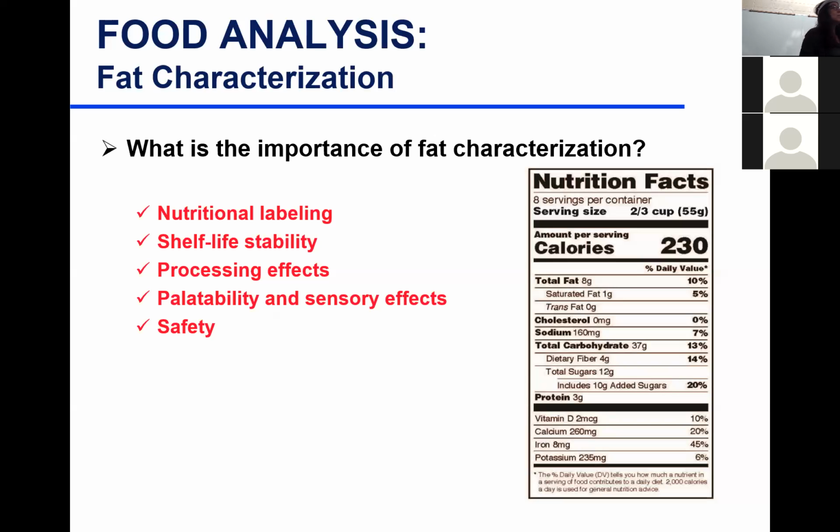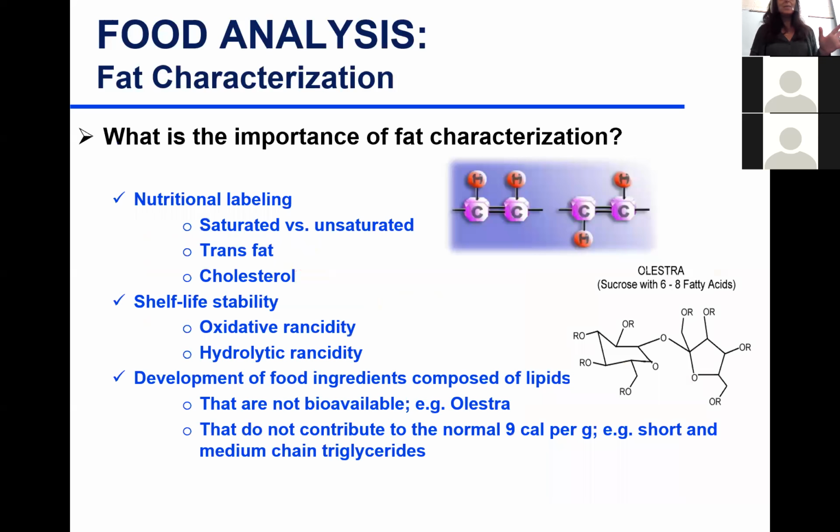Safety: secondary oxidation products can be a safety concern, such as cholesterol oxide and malonaldehyde, which can be carcinogenic. So it's very important to analyze from that perspective. Now, processing is important. We're going to talk about processing in a minute, but so far we covered nutrition label and shelf life stability.